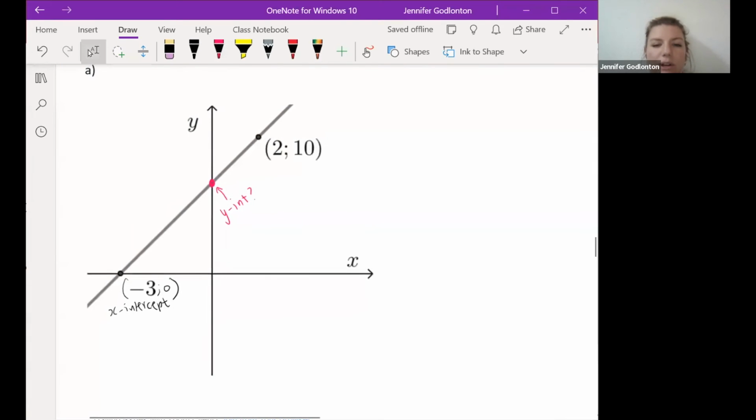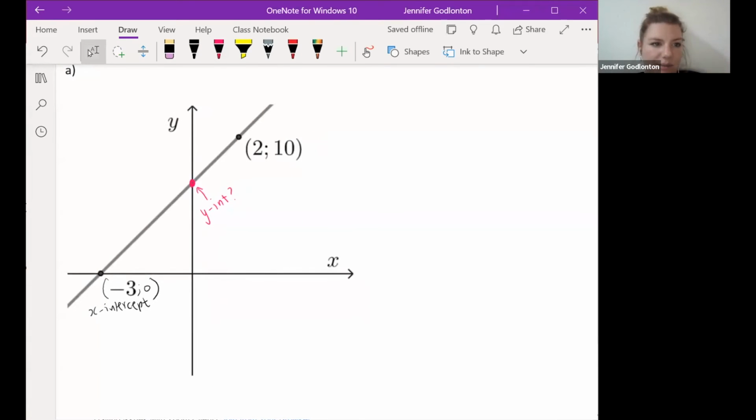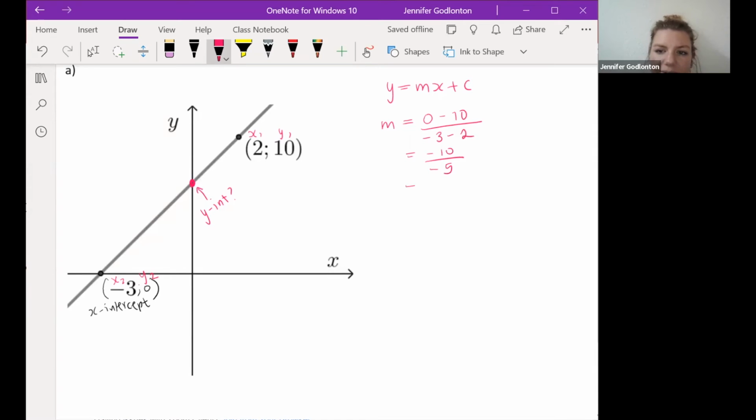So we're going to do as much as we can, and then I'm going to show you something new. The first thing we're going to do is exactly the same as what you've been doing. We have our equation, and we're going to find our m value. So I'm going to make that x1, y1, x2, y2, and find my m. That's going to be 0 minus 10 over -3 minus 2, which will give me -10 over -5. A negative and a negative is a positive, and 10 divided by 5 is 2. So m is 2. So at the moment, I have y equals 2x plus c.